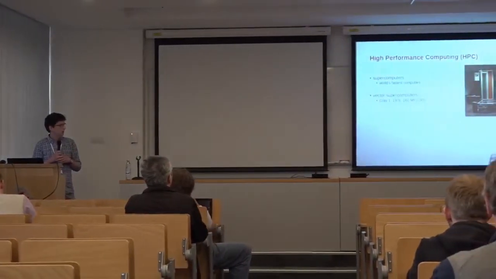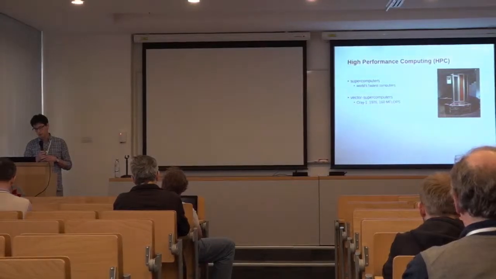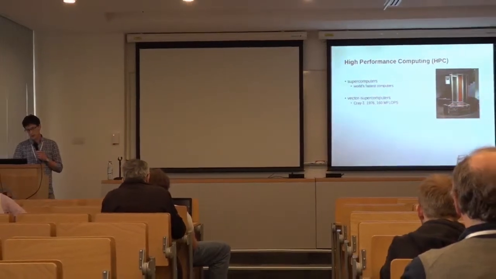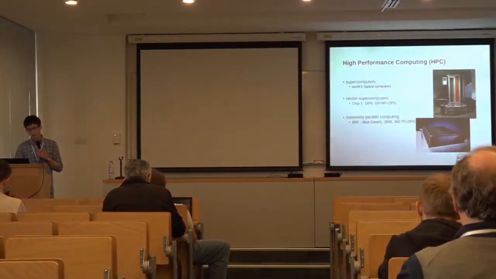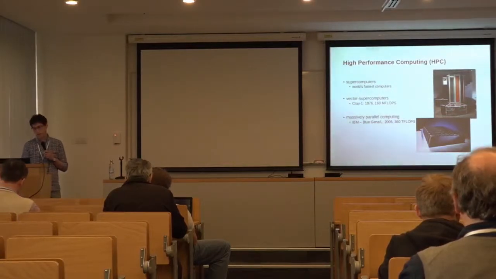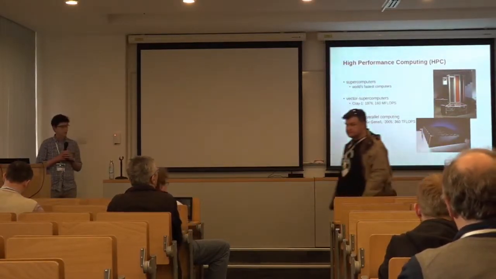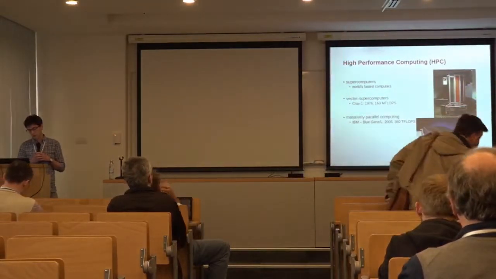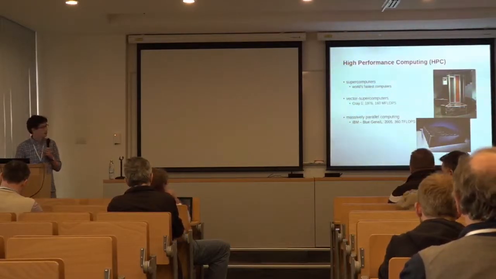So, a bit of history. High performance computing is done, of course, on supercomputers, the world's fastest computers. Through history, it all started with vector supercomputers, the first one, or one of the first ones, being Cray. Cray 1 from 1976. Its performance was 160 million floating point operations per second. Besides vector supercomputers, there were massively parallel computers, one of which you have probably heard of, IBM's Blue Gene, and its performance was 360 teraflops, so a big advance.